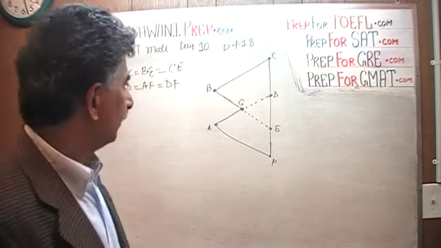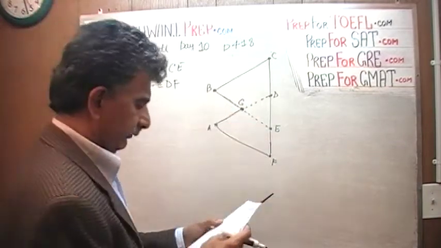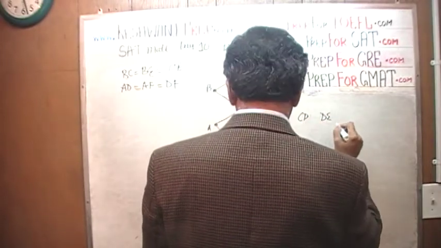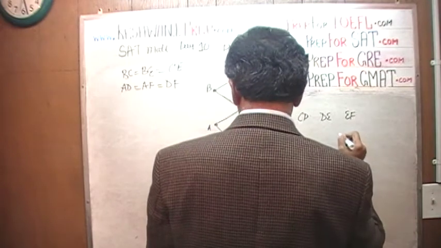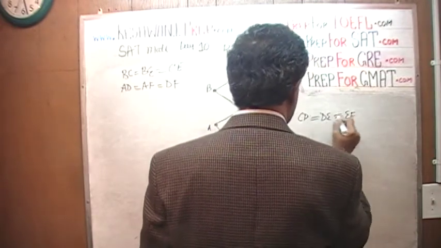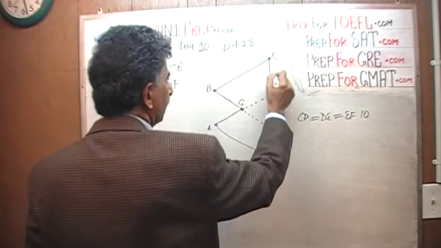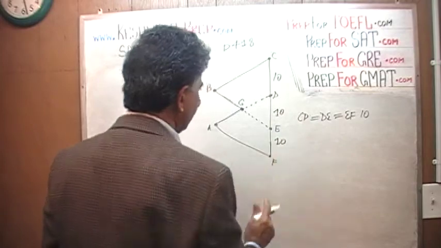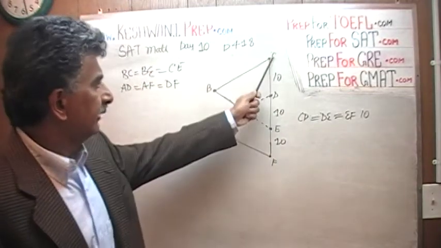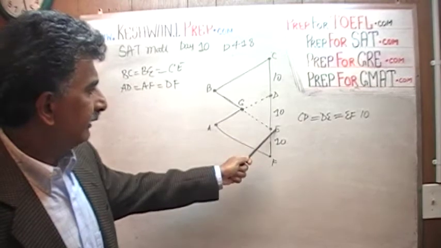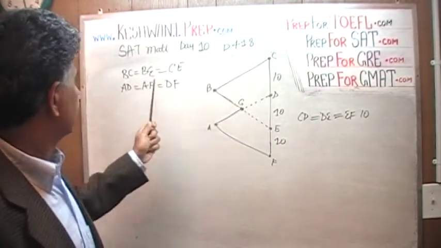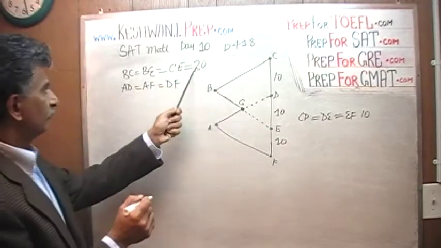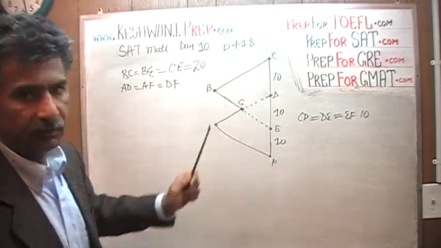If CD, DE, and EF are each length 10, so they are all equal to each other. C to D we are told is 10, D to E we are told is 10, and this guy is 10. Well, that makes life very easy. If C to D is 10 and D to E is 10, then C to E must be 20. And if C to E is 20, then so is B to E, and so is B to C. This guy is 20.